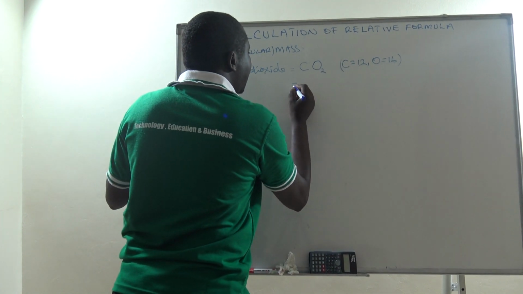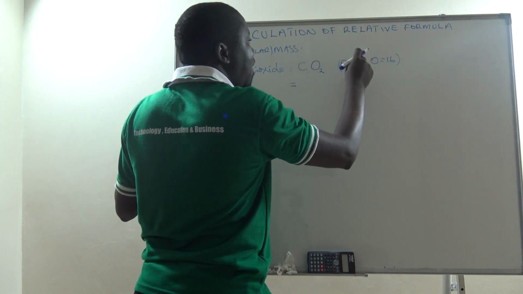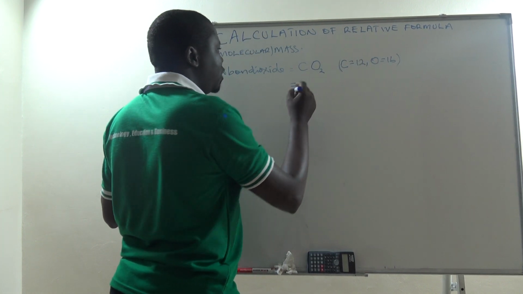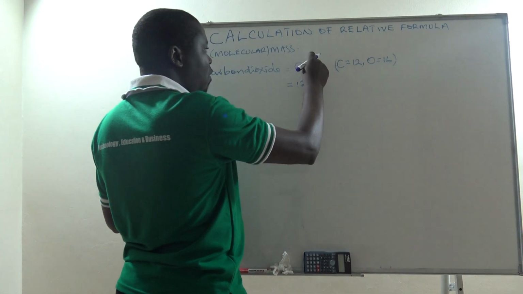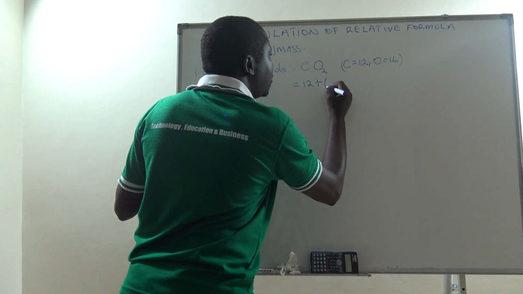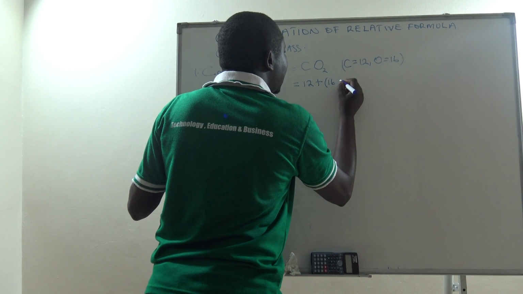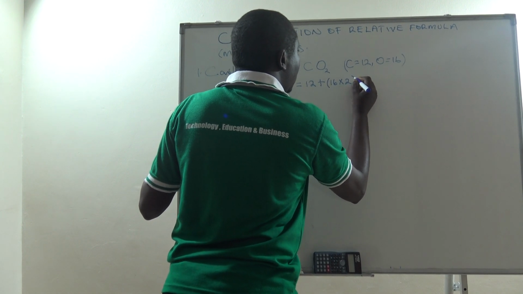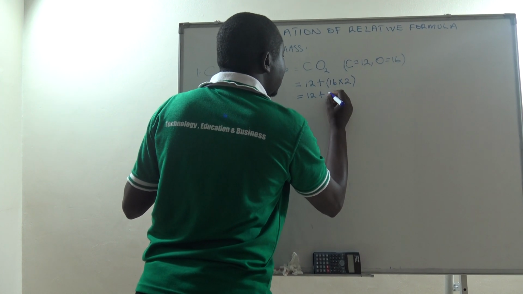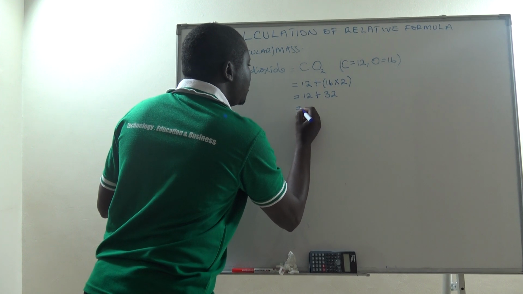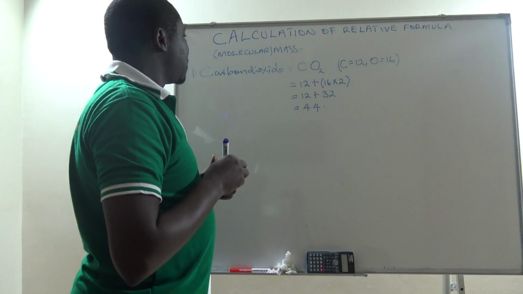So in getting the relative formula mass or the relative molecular mass of carbon dioxide, we have only one atom of carbon, and one atom of carbon has a relative atomic mass of 12. So this will be 12 times 1, plus, oxygen atoms are 2, and we know that the relative atomic mass of oxygen is 16. So it will be 16 times the 2 atoms of oxygen. This gives us 12 plus 16 times 2, which is 32, and the total will be 44. And this is the relative molecular mass of carbon dioxide.